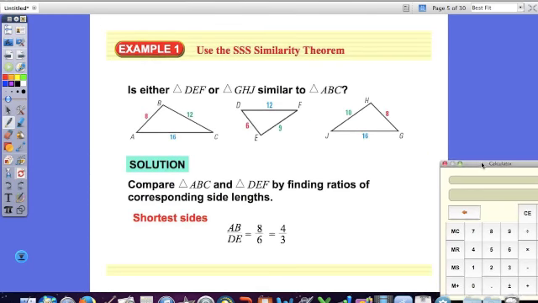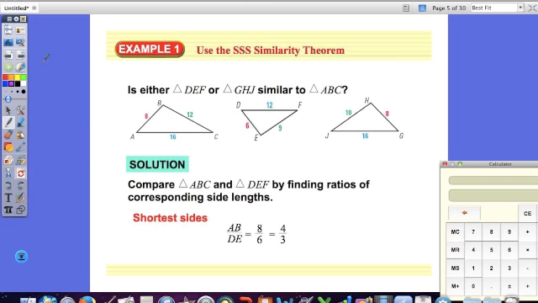So we're going to use this. For instance, here they want to see if they're similar. They say compare them by finding the ratio. If you look at AB to DE, 8 to 6, they've color-coded the sides you should check here. We're going to see it later on, but if you're not sure, I would say pick the largest of the two, then the middle ones, then the smallest ones. But 8 to 6, in this case they picked the smallest sides, is 4 to 3.